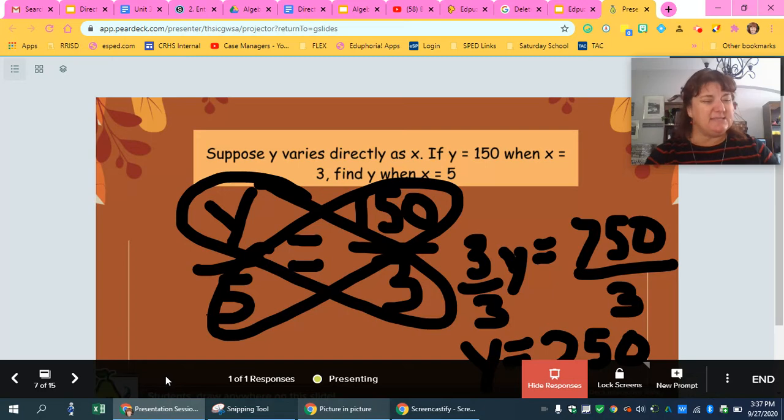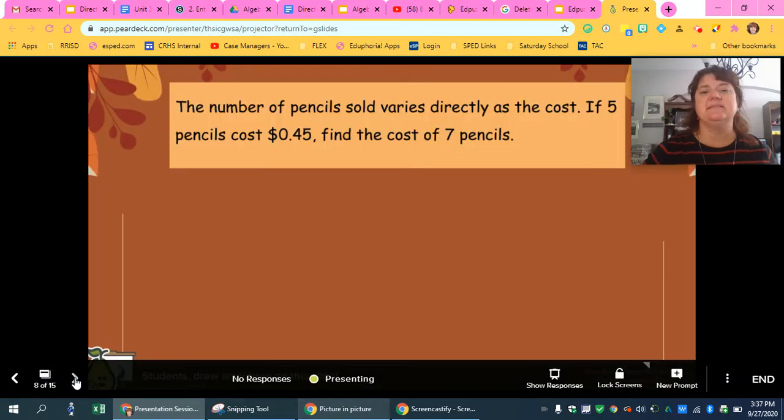Okay, it's not always this clean. Sometimes it's a little more tricky, but I'm going to show you some hints that can help you through this. Sometimes you might have a problem like this. The number of pencils sold varies directly as the cost. If 5 pencils cost 45 cents, find the cost of 7 pencils.